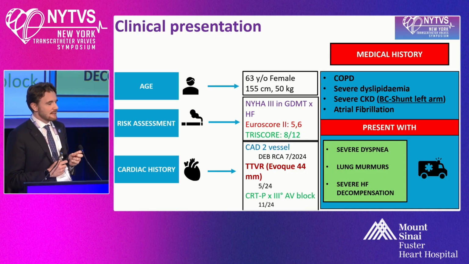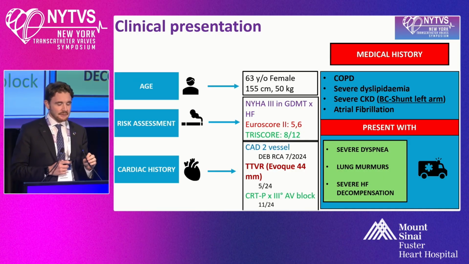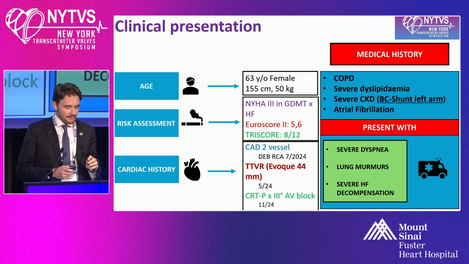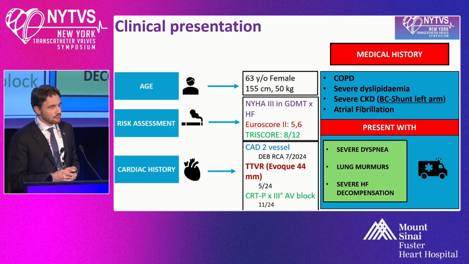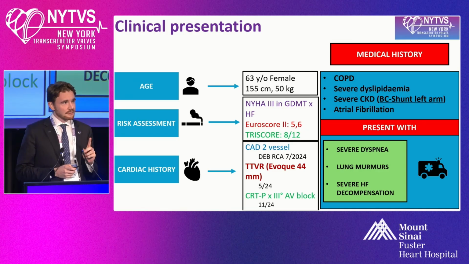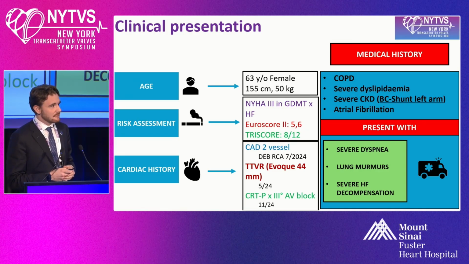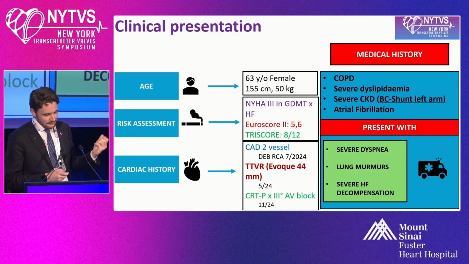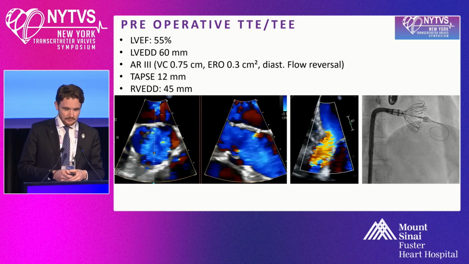Regarding the risk assessment, the patient was in NYHA class 3 on guideline-directed medical therapy for heart failure, with an EuroSCORE of 5.6 and a TRI-SCORE of 8. About the cardiac history, the patient had two-vessel disease, one vessel previously treated on the right, but most importantly, the severe TR she had was treated with a TTVR, specifically with the Evoque valve of 44 millimeters, and later a CRT implantation.